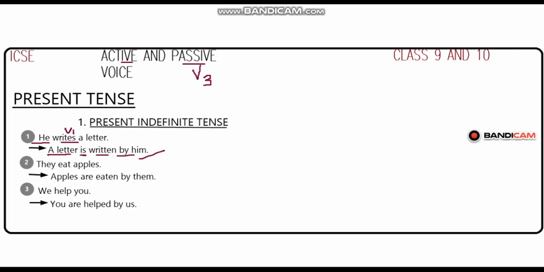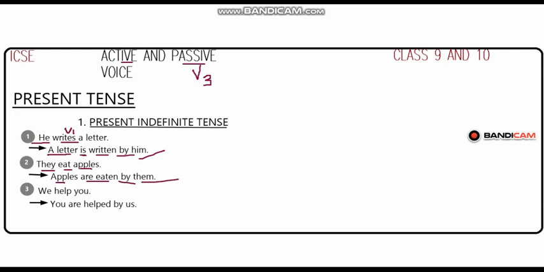Okay, so first of all we are putting up our object, that is apples. Now we are using our helping verb according to the subject. We are seeing the subject apples, plural, so are: apples are. Eat, verb third form: apples are eaten. Then we are using by, and they as a subject we will change into them as the object. Okay, I think this is also clear.